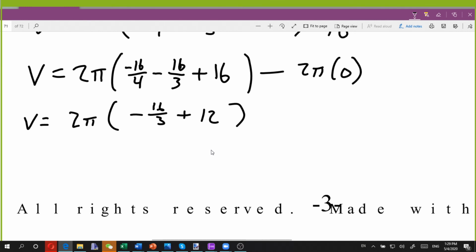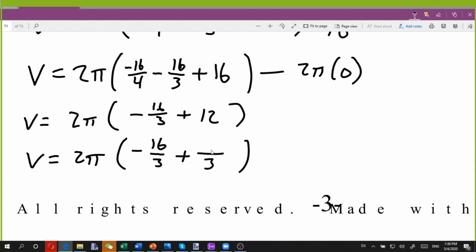So if I get a common denominator now, I'll use 3. How can I add these together? It's just gonna be negative 16 over 3 plus 36 over 3. Okay, what is 36 minus 16? 20 over 3. Okay, so I've got 2 pi times 20 over 3. So what's our final answer? 40 pi over 3. Perfect.